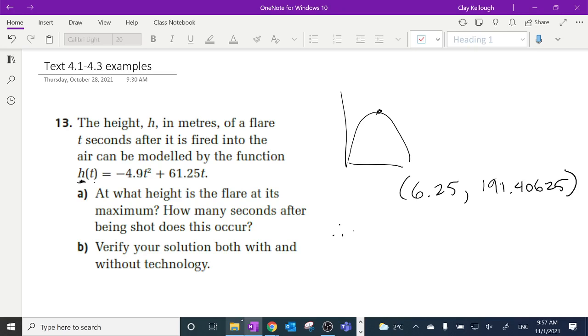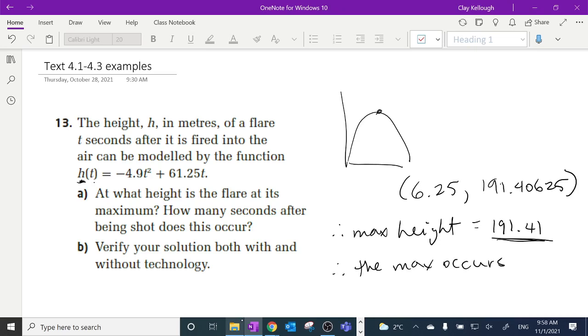So I'll say, therefore, maximum height is 191 point, and I don't know, do I need this many decimal places? It is in meters, so here's the nearest centimeter right there. That seems pretty accurate. If I rounded it to 6, that'd be the nearest millimeter. I don't know who out there needs to know where a flare is in the air up to the nearest millimeter, but not me.